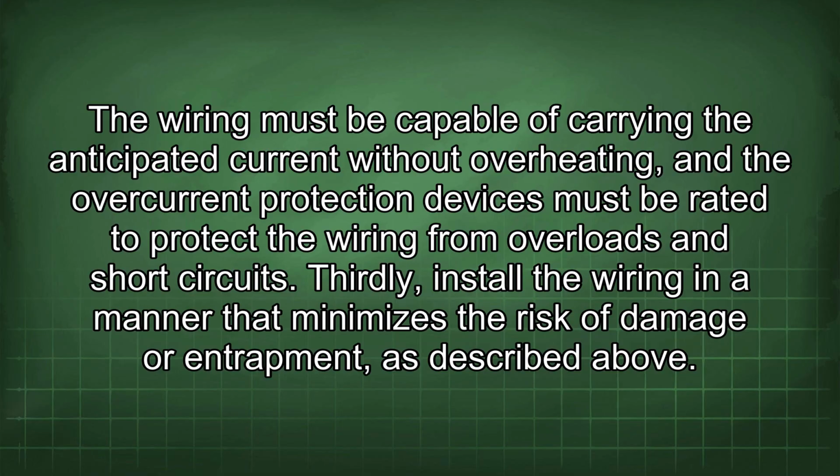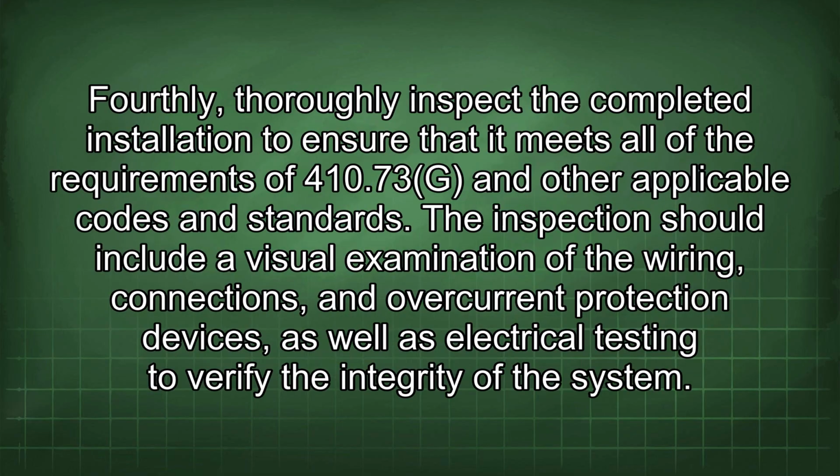Thirdly, install the wiring in a manner that minimizes the risk of damage or entrapment, as described above. Fourthly, thoroughly inspect the completed installation to ensure that it meets all of the requirements of 410.73G and other applicable codes and standards. The inspection should include a visual examination of the wiring, connections, and overcurrent protection devices, as well as electrical testing to verify the integrity of the system.